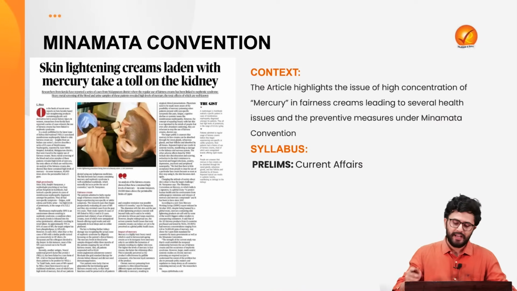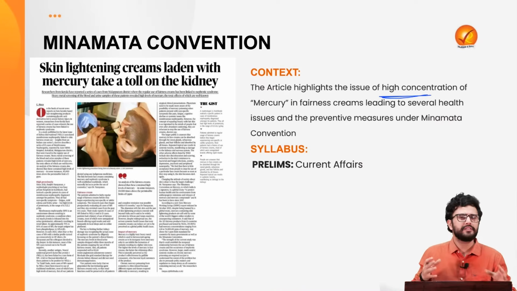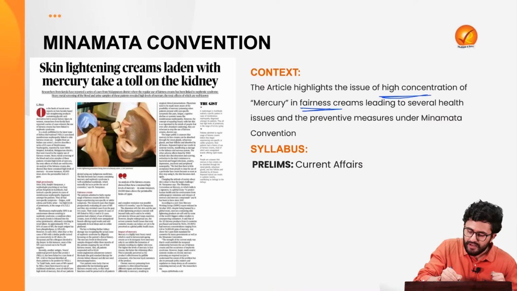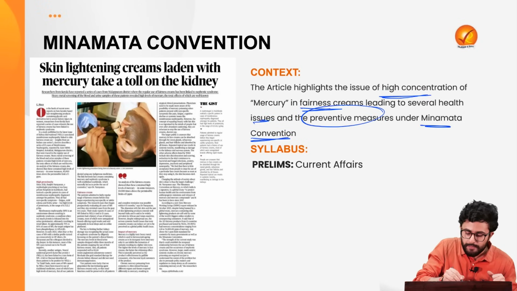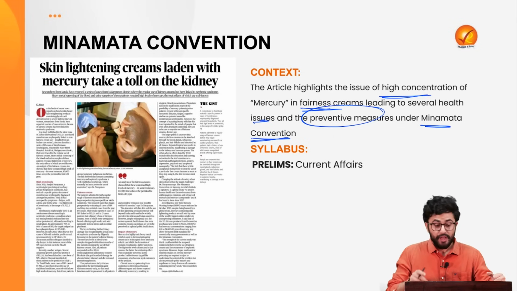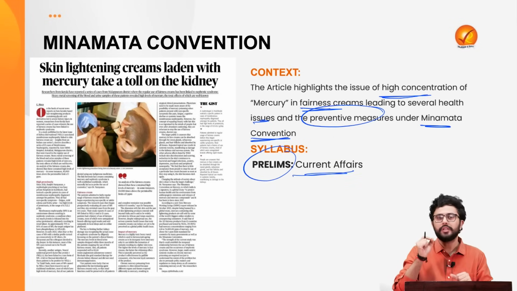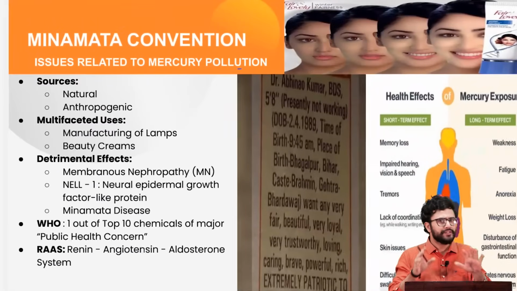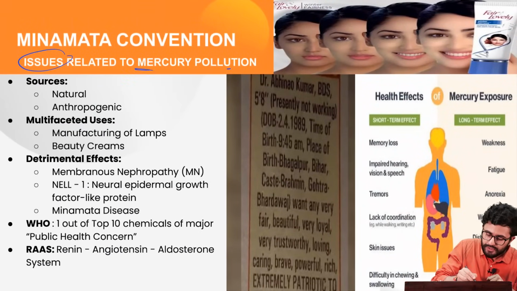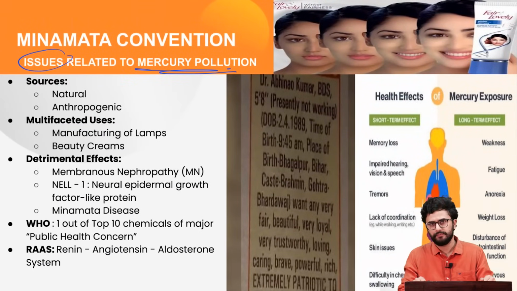The article highlights the issue of high concentration of mercury in fairness creams, leading to severe health issues, and preventive measures under the Minamata Convention, which forms an important component of your prelims paper under the larger theme of current affairs. So let's first try to understand the issues related to mercury pollution.